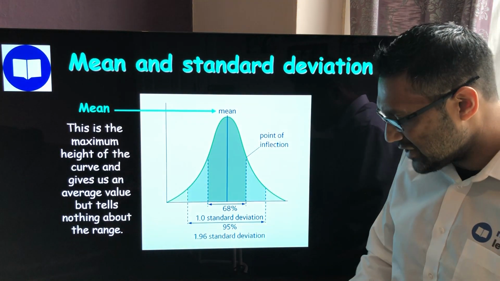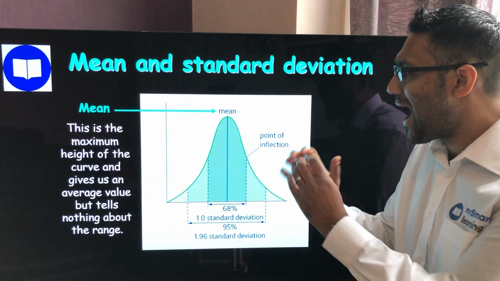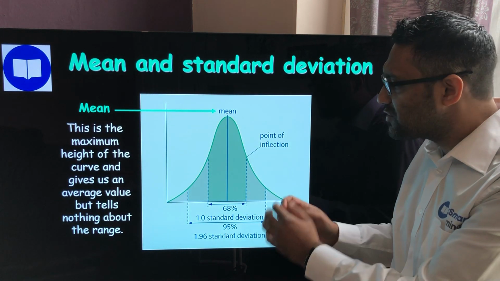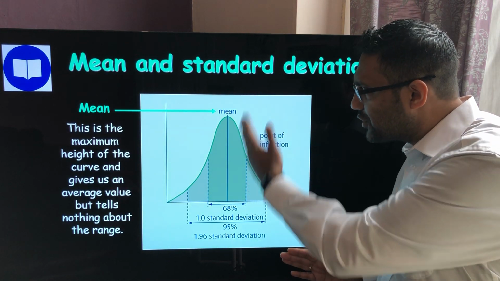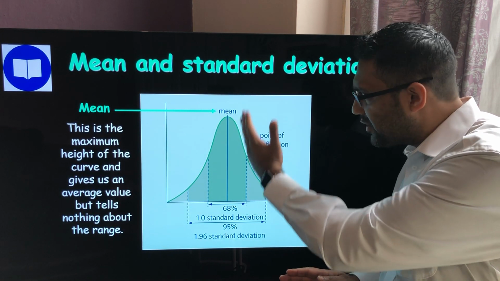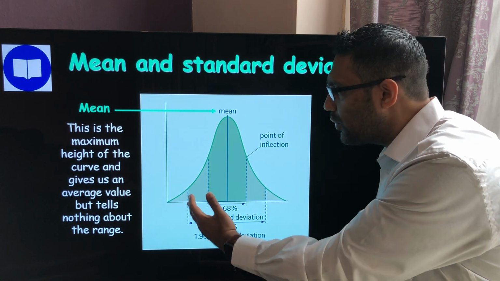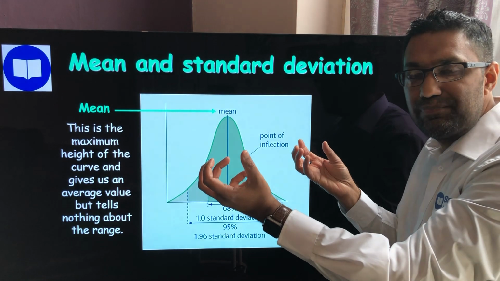Now, what does the standard deviation mean? Standard deviation is telling you how spread your data is from that mean. Because remember, you've got lots and lots of numbers, and the mean average is in the middle there. Most of them are here, but some of the numbers were higher, and some were lower. You're looking at the spread of the numbers away from that mean.